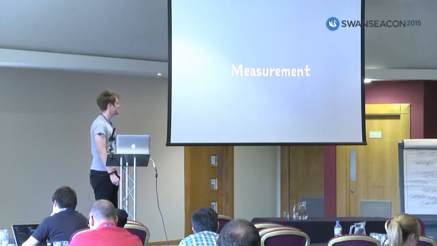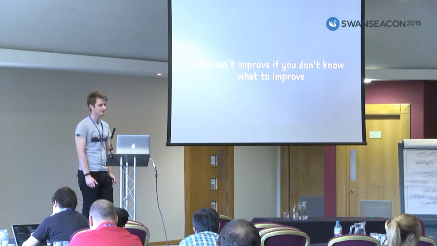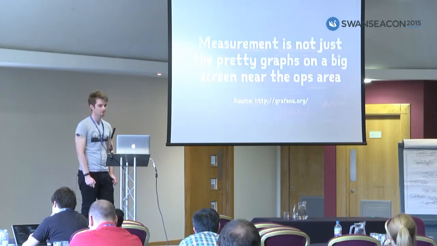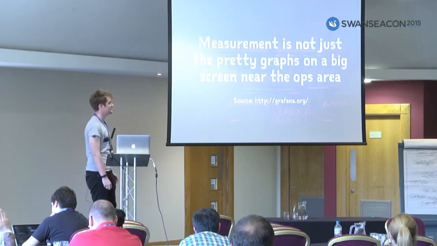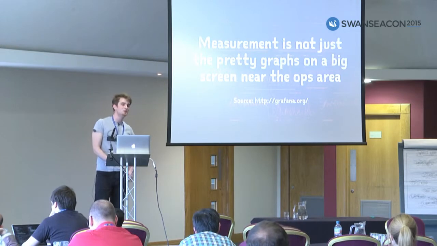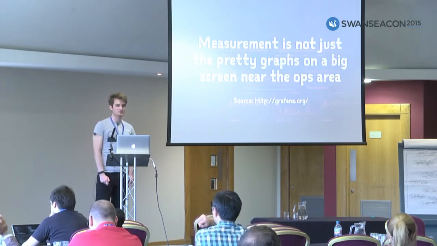So the M in CAMS is for measurement. And you can't improve and iterate and incrementally develop if you don't know what you actually need to improve. And measurement isn't just pretty graphs on a big screen in the ops area. I mean, obviously that looks nice, and it means that you've got a lot more visibility for the ops people and what they're doing. But there's more to it than that.